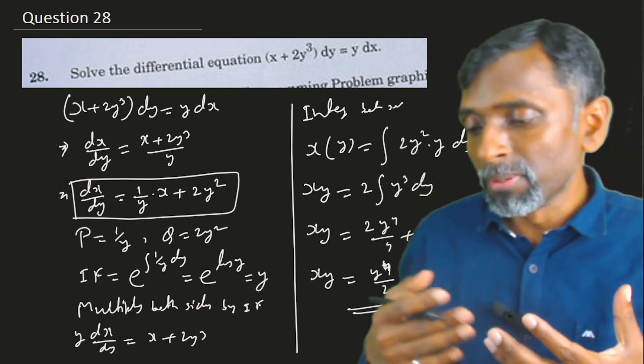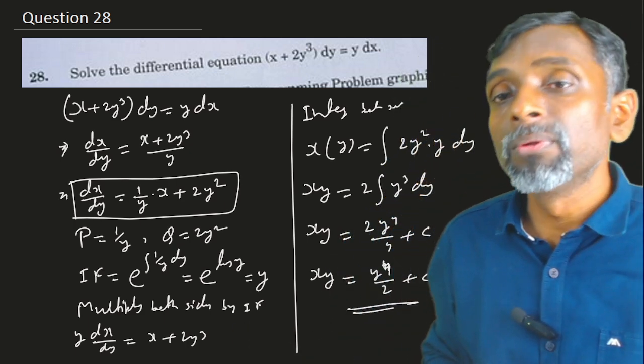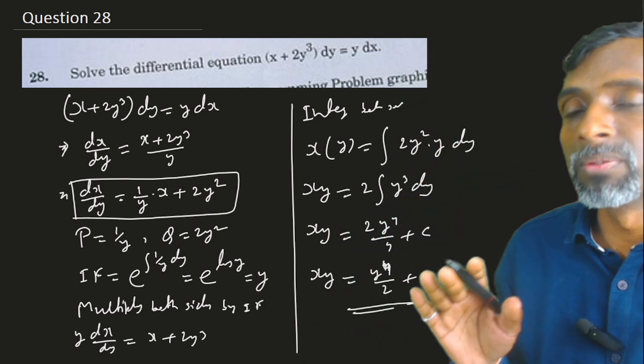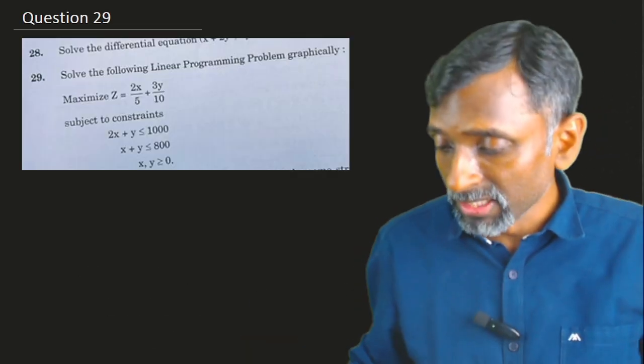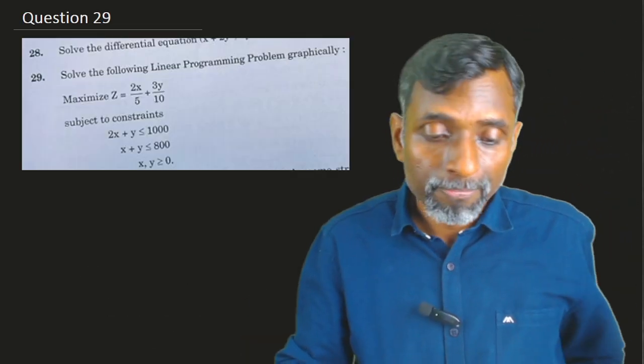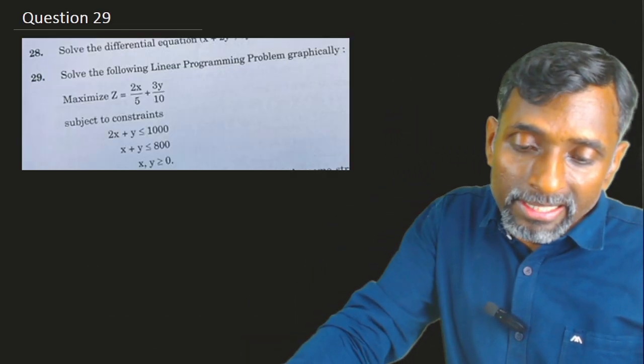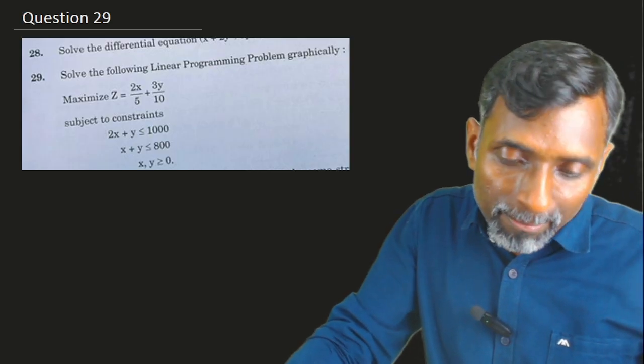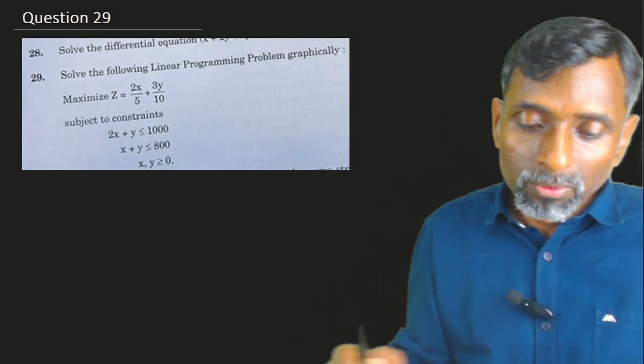Sometimes the question is based on the particular solution, then we can put the value to find C. But this is the question based on the general solution. Okay, let's move to question number 29. In question 29, this is the question based on LPP. Now you know how to solve LPP.